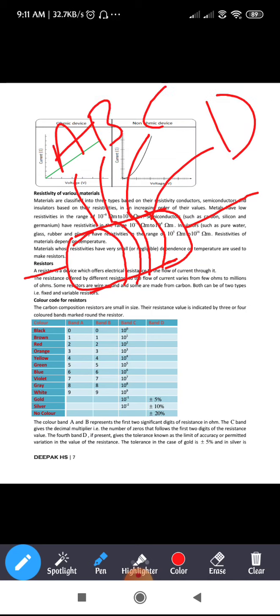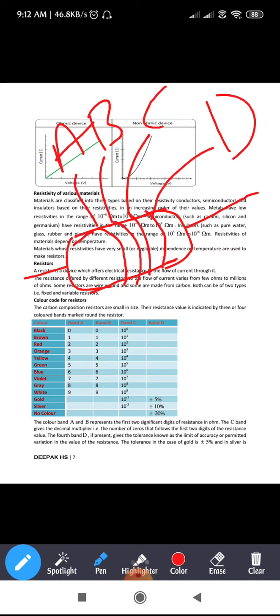A and B represent the first two significant digits. I'll tell you what is meant by significant digits. The third band C represents the decimal multiplier. Next, D represents the tolerance. Tolerance says the limit of accuracy.